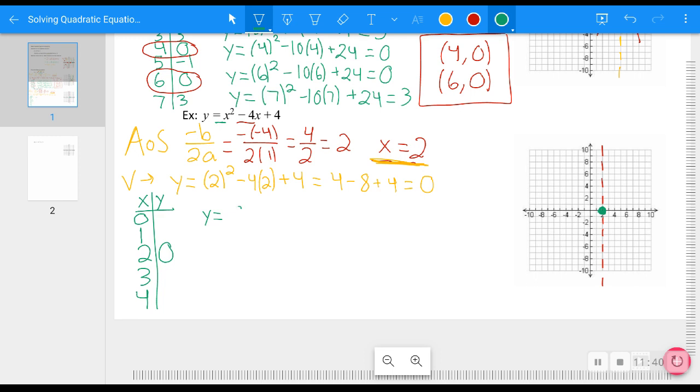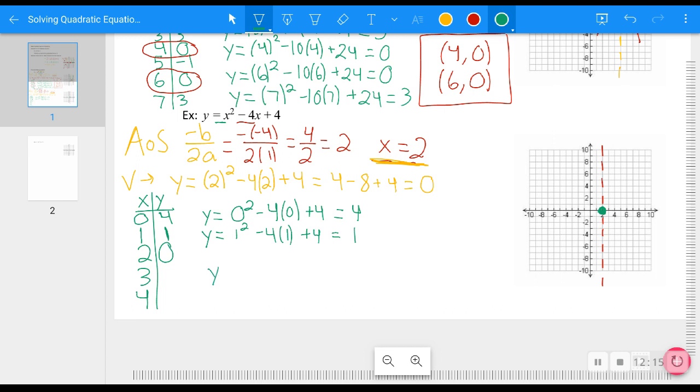So y equals 0 squared minus 4 times 0 plus 4. And that's going to come out to be 4. So we'll plug that in the table. Then with 1, we're going to have y equals 1 squared minus 4 times 1 plus 4. And that is going to equal just 1. We'll put that in our table.